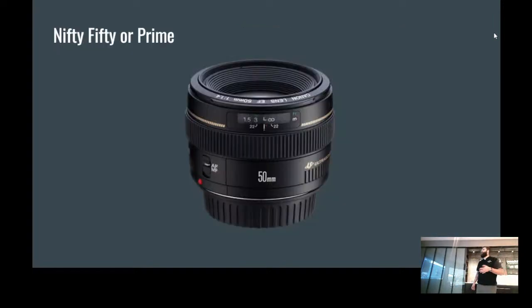The Nifty 50, or the prime, and I mentioned prime a second ago, is going to be your next step. I personally think that the Nifty 50 is one of the best lenses out there, and everybody has their personal favorite prime. I will say that my personal favorite, I use it almost every time I go shooting, is 35 millimeter. 35 millimeter at 1.2 is one of the purest and best forms of street photography lenses you can buy.